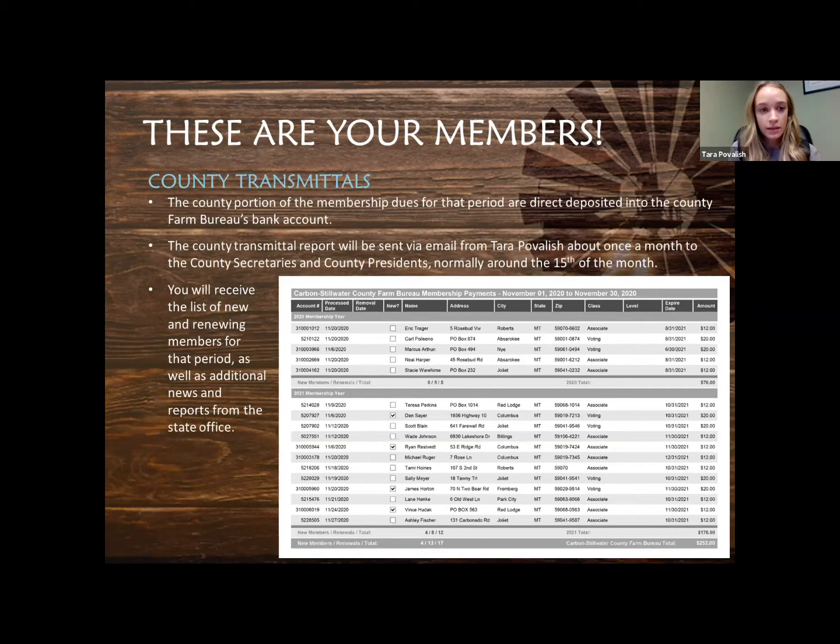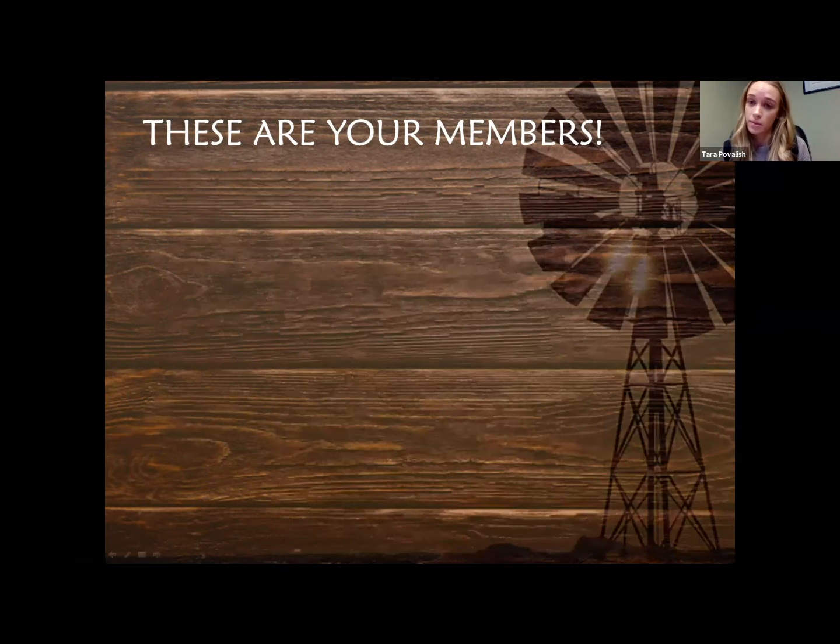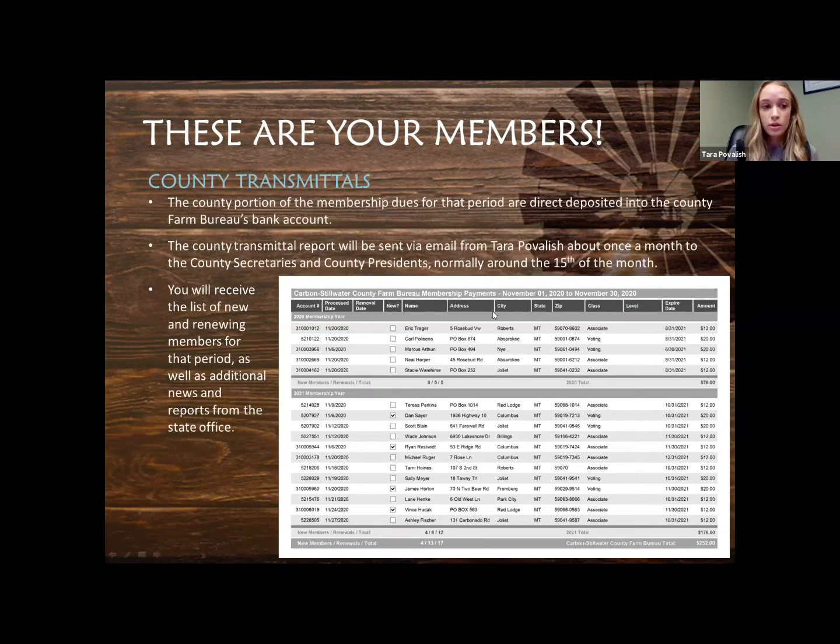So about once a month, counties will get a direct deposit into the County Farm Bureau account for that breakdown, the money that you get for your memberships that have come into the office that I've processed. And right around that same time that it hits the bank, you should also be getting an email from me that will include the report basically breaking down what that check consists of.